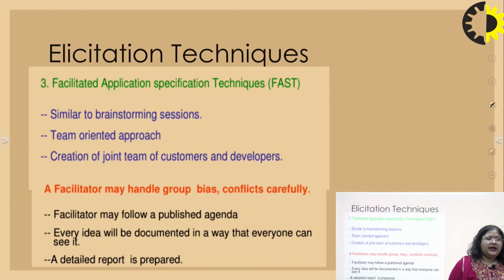Now the third technique is FAST. FAST is a very important technique that is directly asked in the exam. It is the facilitated application specification technique. It is very similar to the brainstorming technique, but it is also known as the upgraded version of brainstorming, because it is a completely team-oriented approach. In this, we create a team of developers and customers, and after that we define a facilitator. A facilitator can handle group bias and has the power to resolve conflict very carefully. So this is the facilitator.